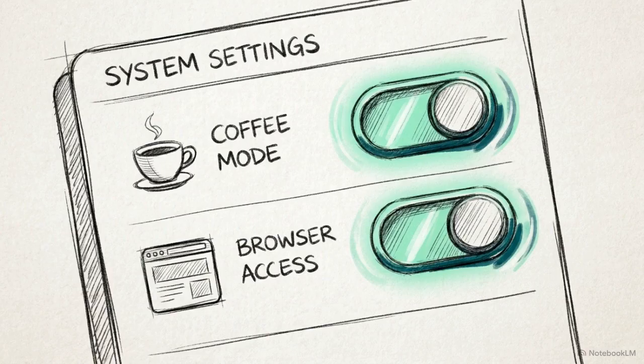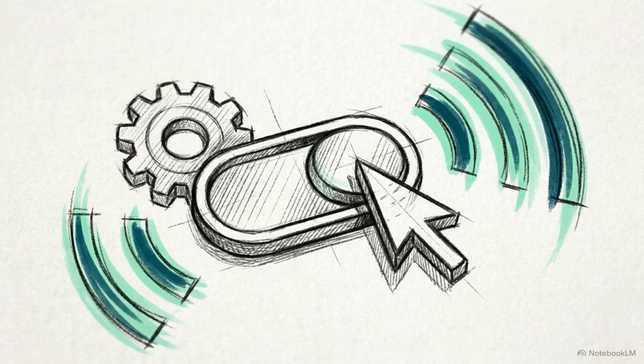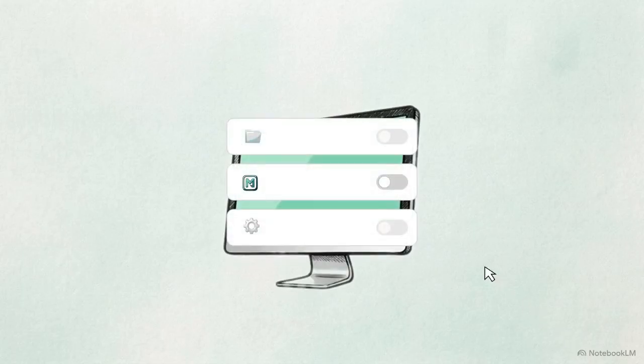Next, configure the desktop permissions. Toggle on the option to keep your Mac awake and enable the Chrome extension. You also need to toggle on the Enable Computer Use permission. This grants the AI the system access required to operate your machine.